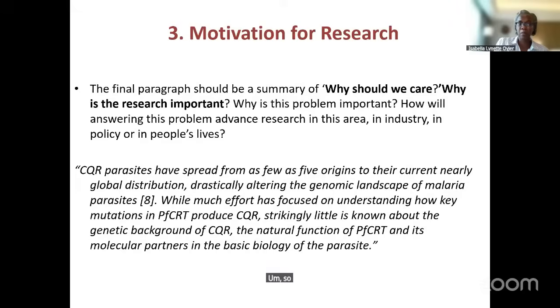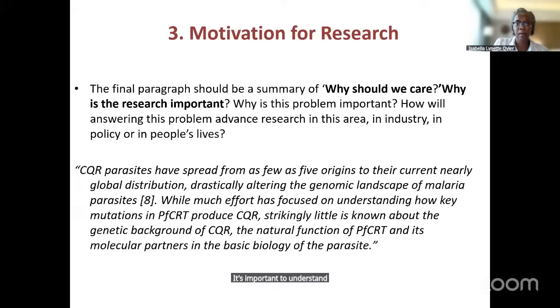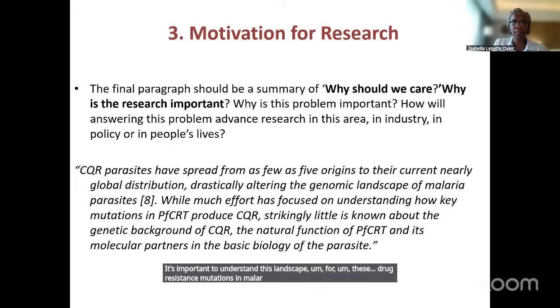So this is an example from the mutation for chloroquine resistance in malaria, just telling people why it's important to understand this landscape for these drug resistance mutations in malaria. That's the example given there.